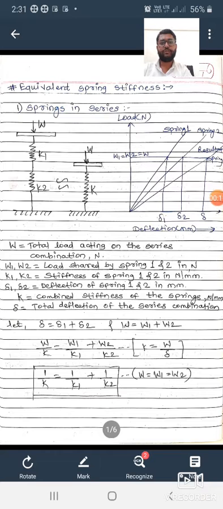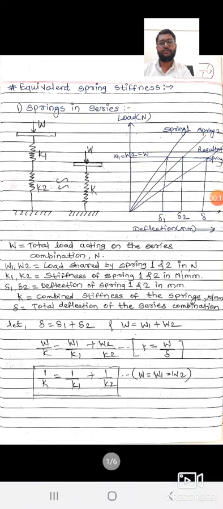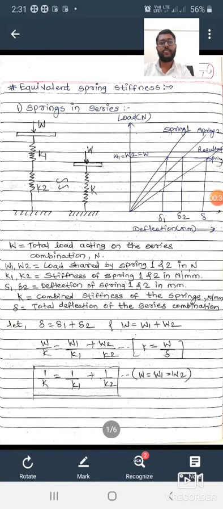Of machinery. So, equivalent spring stiffness. There are two types: springs in series and springs in parallel. The diagram shows two springs K1, K2 having stiffness, with load W applied in a series combination, and we have drawn one graph for this series combination of springs. Here, we consider spring 1, spring 2, and the resultant spring. The graph is for load versus deflection, that is W versus deflection delta.